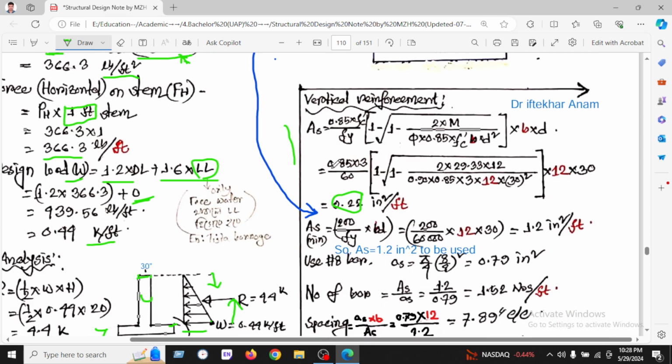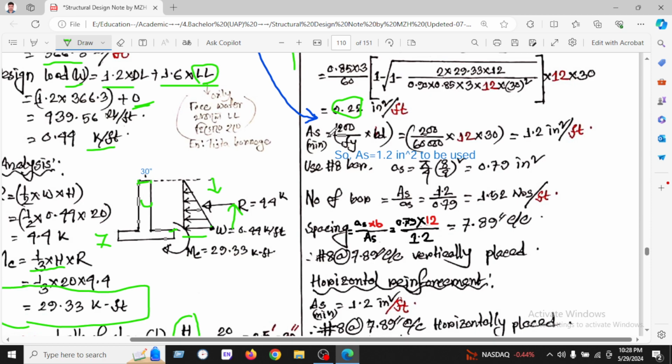method we have seen. And now we have seen the minimum reinforcement, which is 200 divided by Fy, times b d, and found 1.2 inch square. So we have found two values, which are 0.22 inch square and 1.2 inch square. So we will take the bigger value for taking the safe zone, and we have used 1.2 inch square to be used.